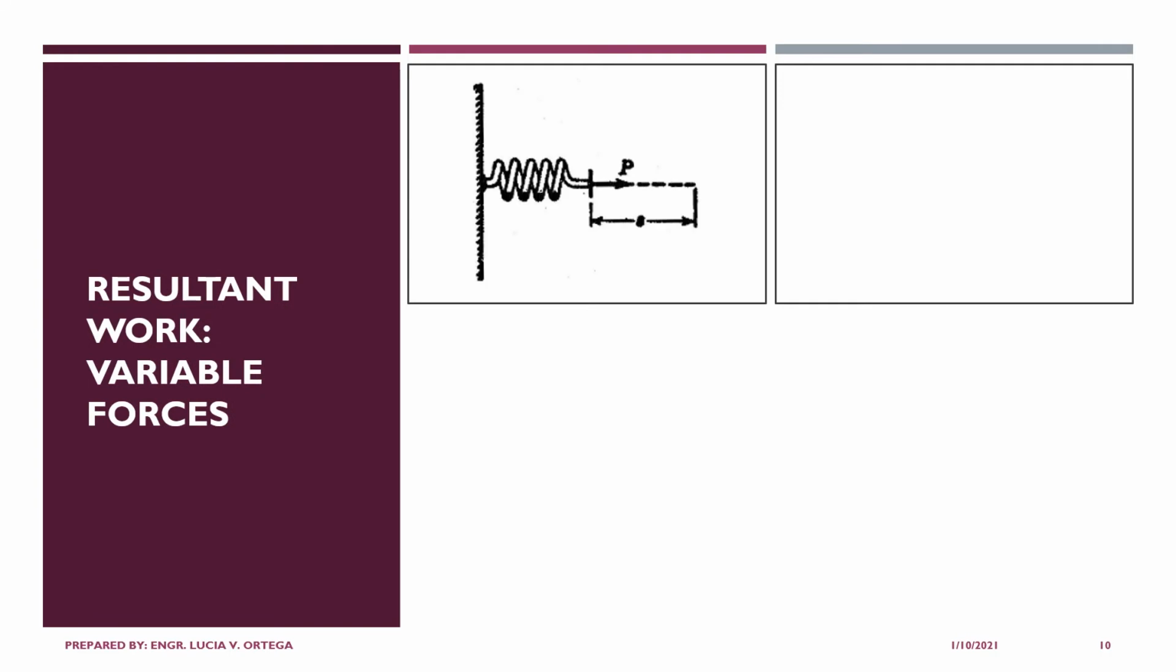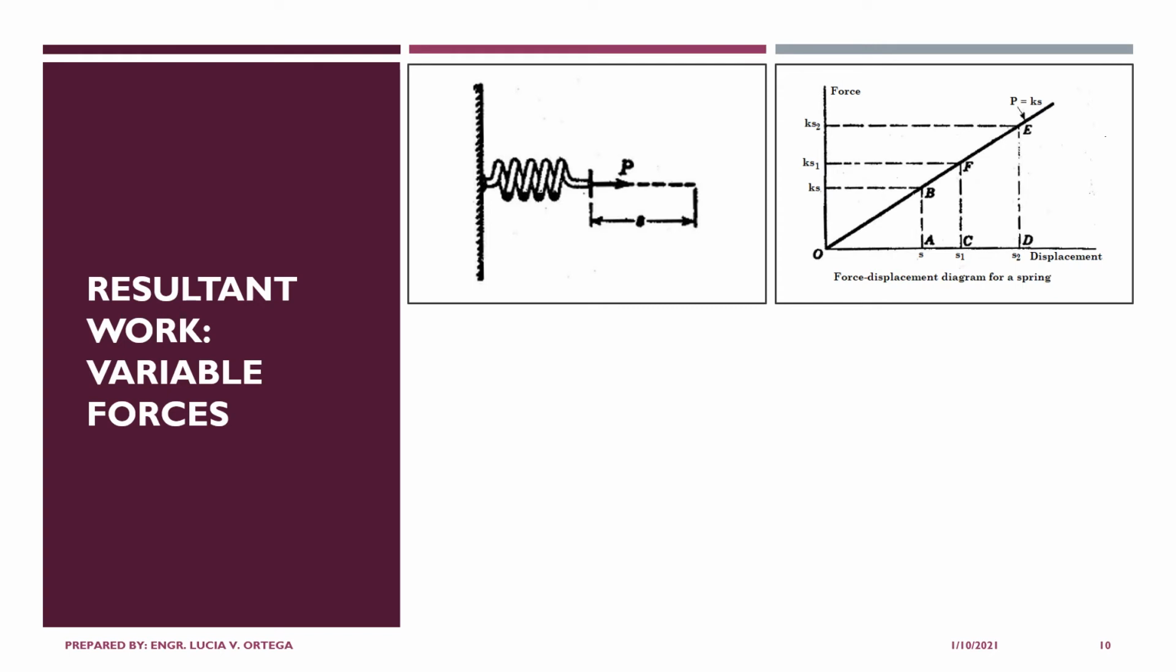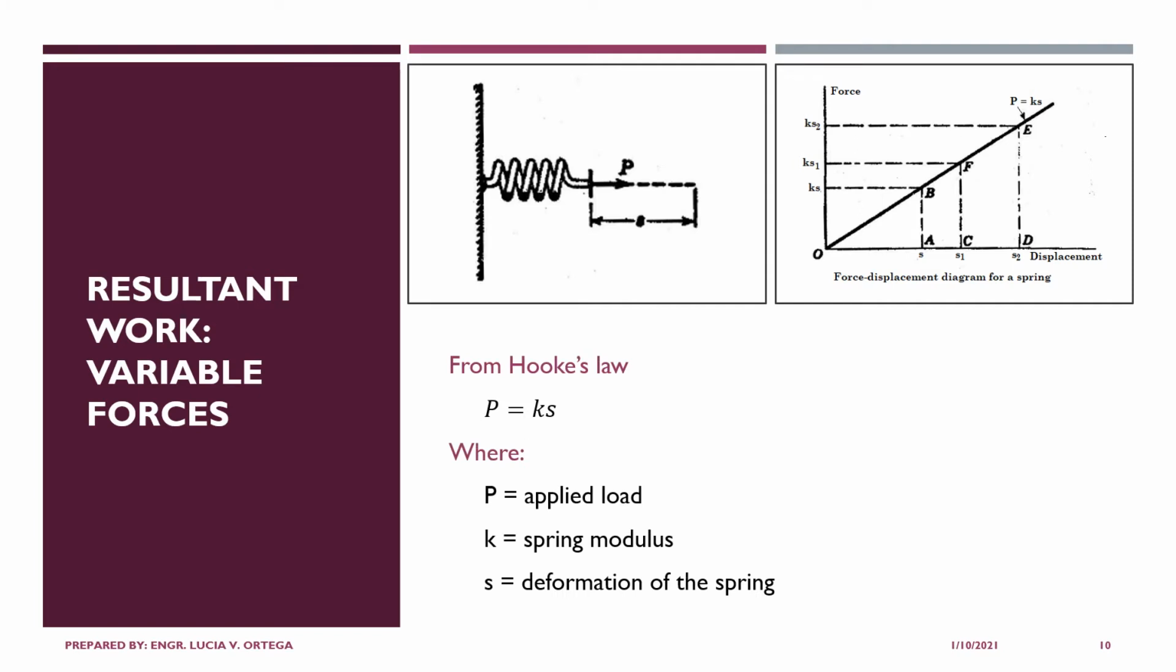So let's have this spring. When you apply axial force to the spring, definitely it will elongate depending on the value of the spring modulus. And you can draw the motion diagram. From that motion diagram, we can write the equation from Hooke's law. You are familiar with this in strength of materials. P equals Ks. P is the applied load, K is the spring modulus, and S is the deformation of the spring.